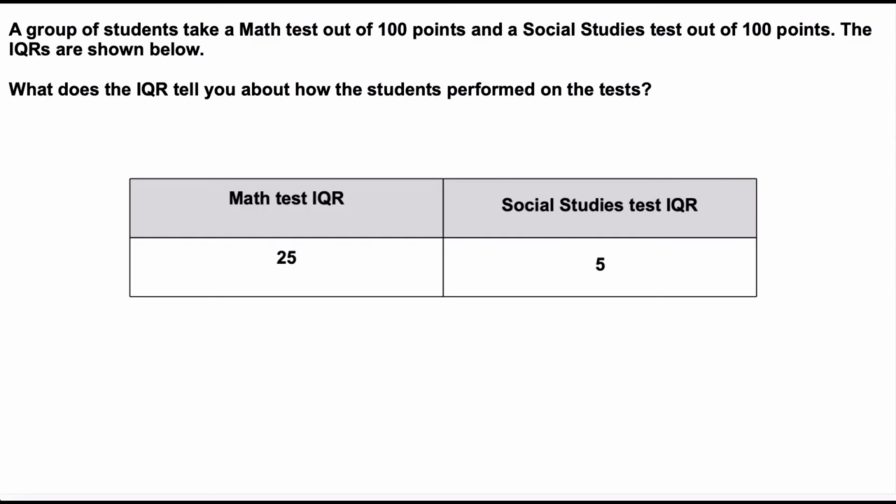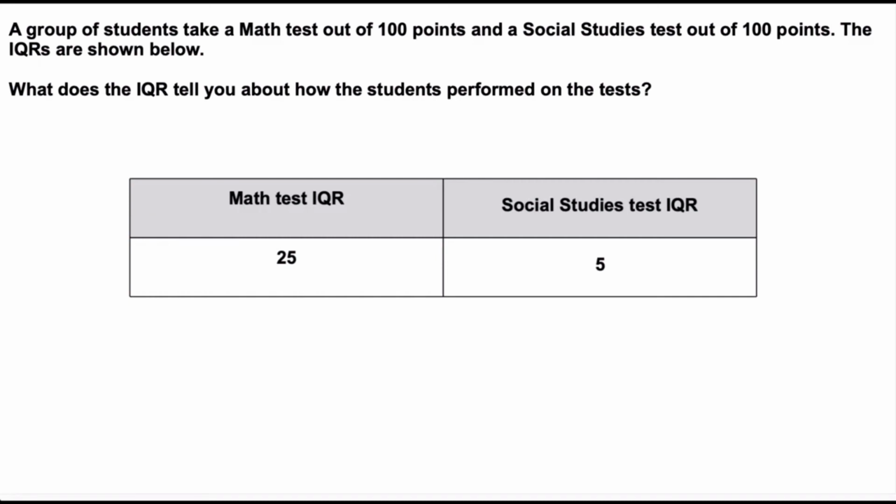So it says a group of students take a math test that's out of 100 points. And they also take a social studies test that's out of 100 points. So two separate tests, two separate sets of data, and then they went and pretended that they found the IQR. So they took all of the students who took the test, they ordered them from least to greatest, they found the data's quartiles, and then they found the IQR.